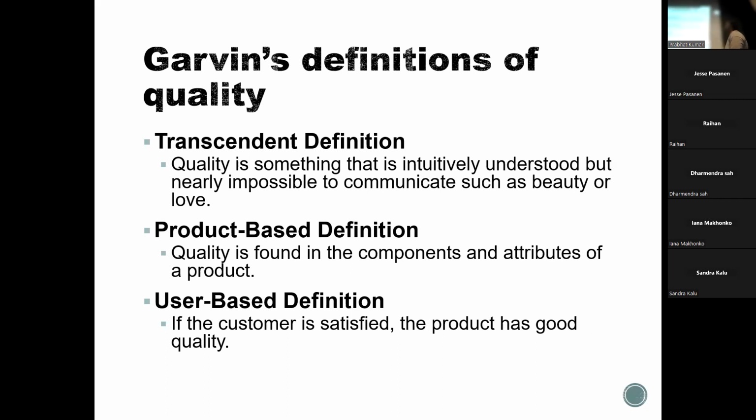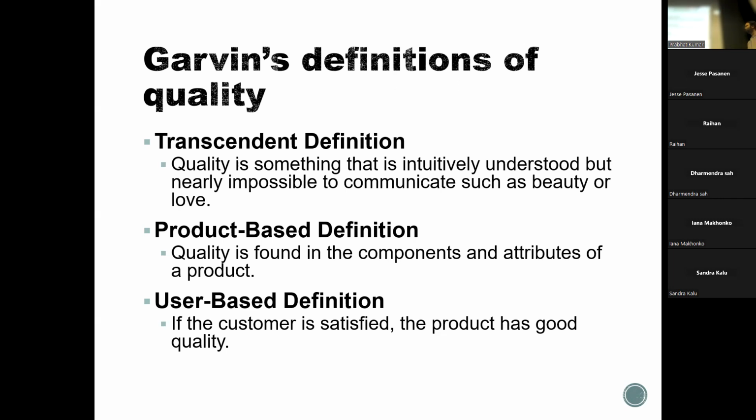The second is the product-based definition. Quality is found in the components and attributes of a product, right? For example, the features, what it is actually providing. If my mobile phone has very good graphics, gives a very long battery life, and charges in a very short time, then from this product-based definition, I can tell you the quality is high, right? Because the components and attributes of the product are actually fulfilling my demand.